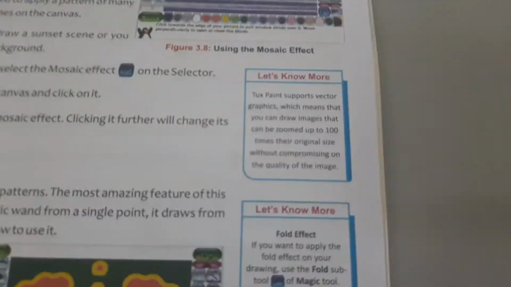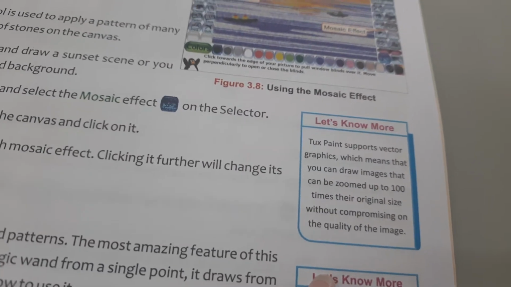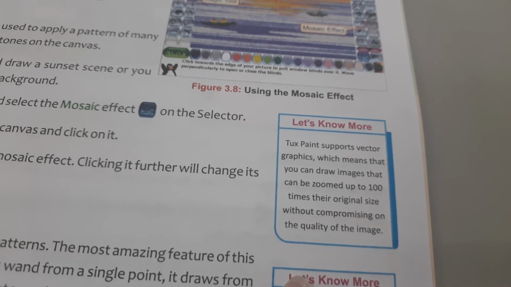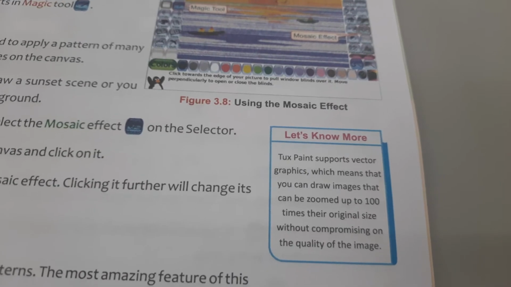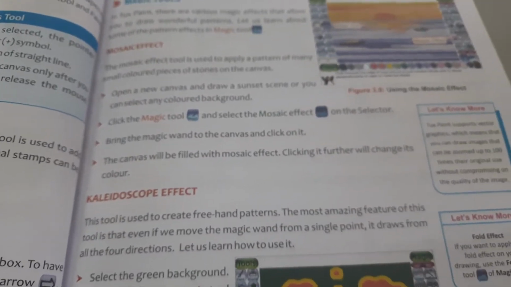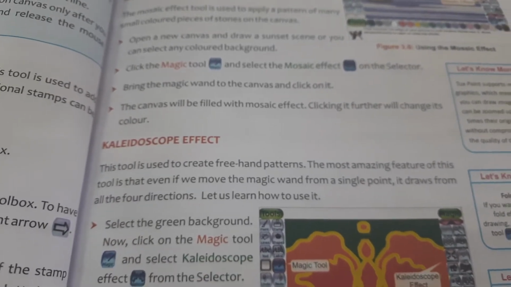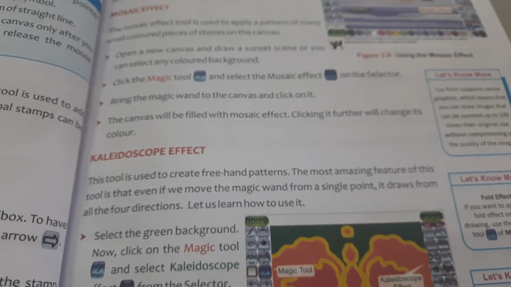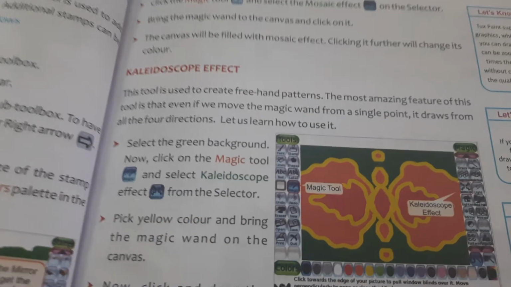So next we will talk about the Let's Know More. TuxPaint supports vector graphic, which means that you can draw images that can be zoomed up to 100 times their original size without compromising on the quality of the image. Means the drawing that you will make on the TuxPaint, you can zoom it 100 times of the original size, and it will not compromise the quality of it. Okay, like pixel will be clear to you.